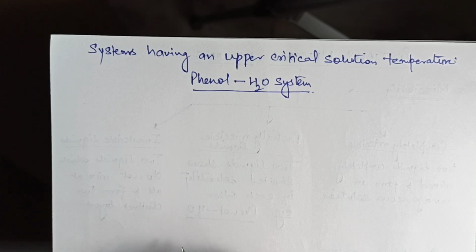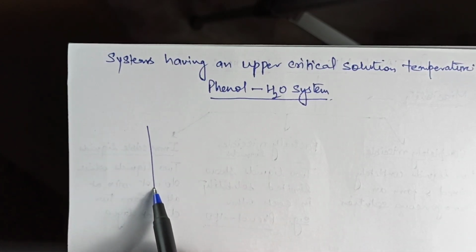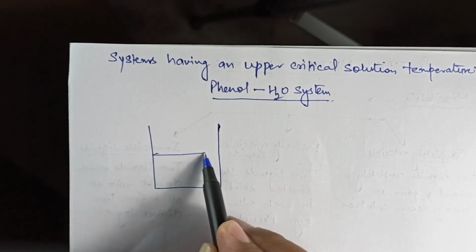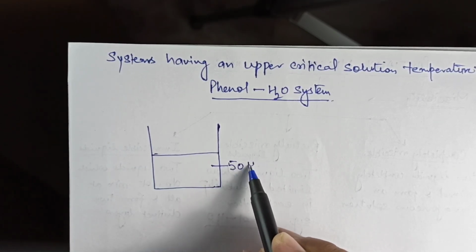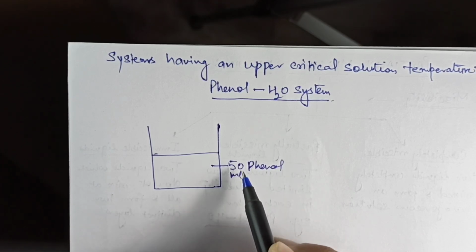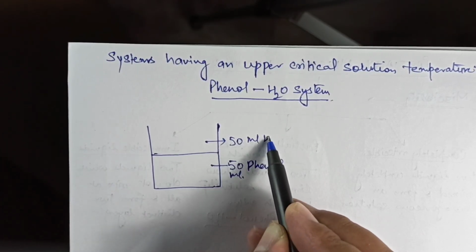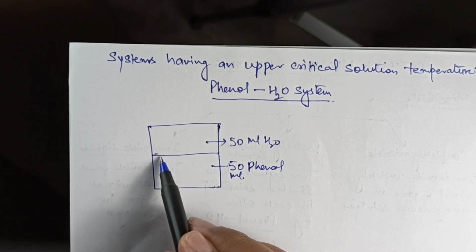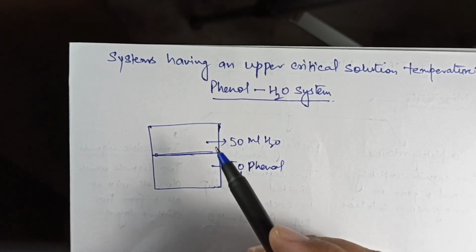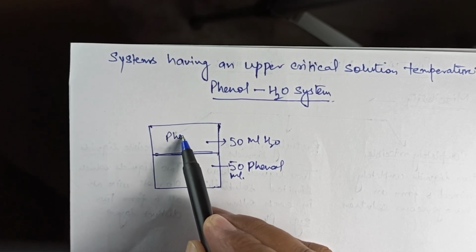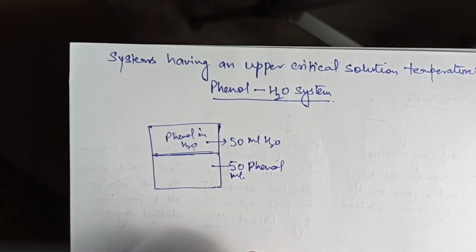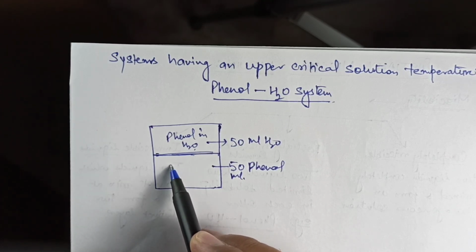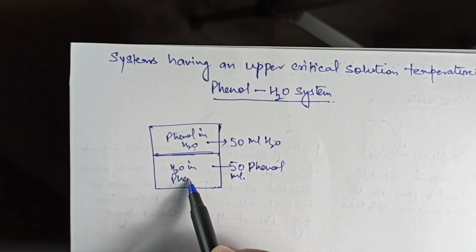Here the phenol and water are partially miscible at ordinary temperature, as I already have told you, and when equal volumes of phenol and water are mixed, that means if we take the 50 ml of phenol and 50 ml of water, okay, the two layers are formed, and the upper layer is saturated solution of phenol in water, and the lower layer is a saturated solution of water in phenol.